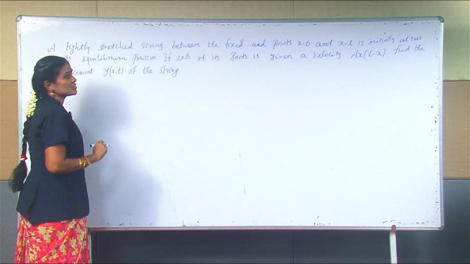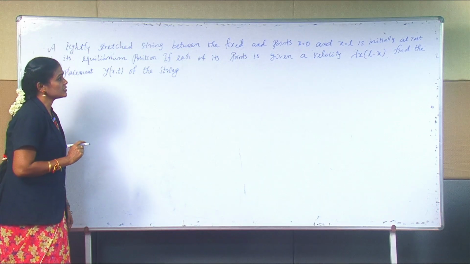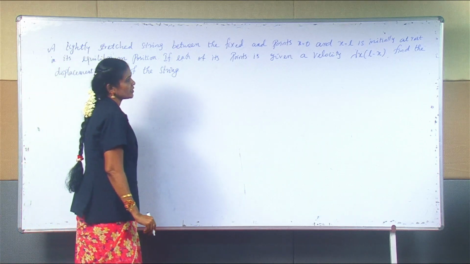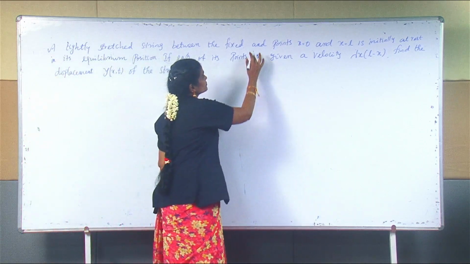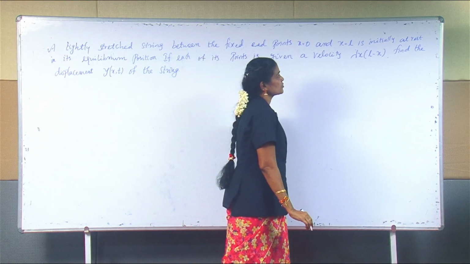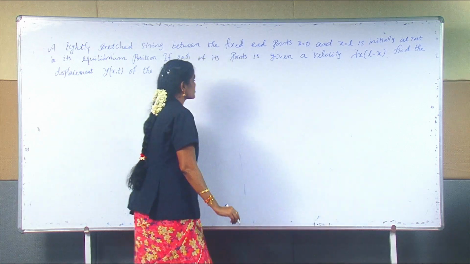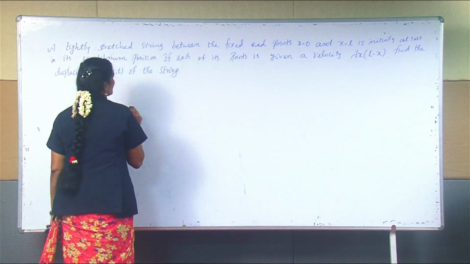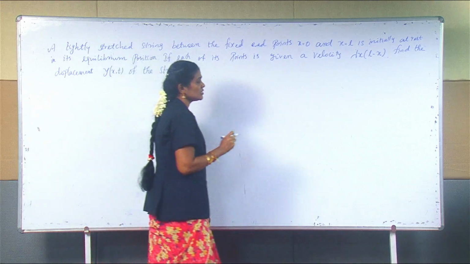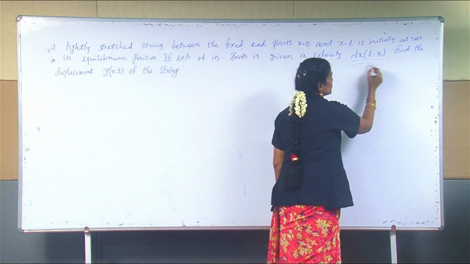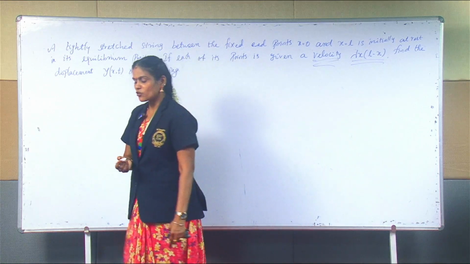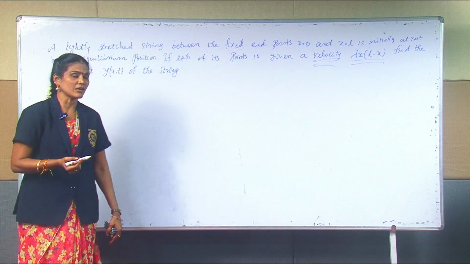We are going to see the next problem based on velocity. A tightly stretched string between the fixed endpoints x equal to 0 and x equal to L is initially at rest in its equilibrium position. If each of its points is given the velocity lambda x into L minus x. So, here velocity is given. Initial displacement is not given, that is why you have to consider that value is 0.